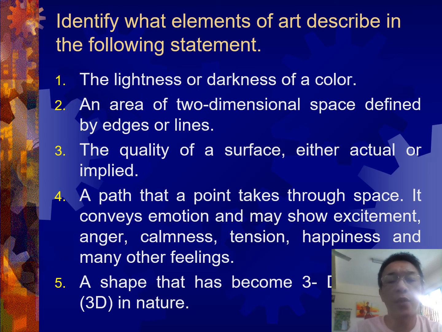Okay, then we have number 3, the quality of a surface, either actual or implied. Number 4, a path that a point takes through space. It conveys emotion and may show excitement, anger, calmness, tension, happiness, and many other feelings. Then we have number 5, a shape that has become three-dimensional in nature. Okay, I'll give you 5 minutes on this, and after this, you have to post your answer with your name in our group chat so I can check your answers directly.